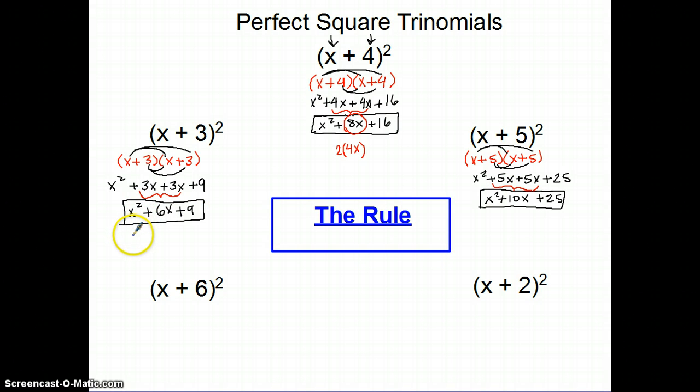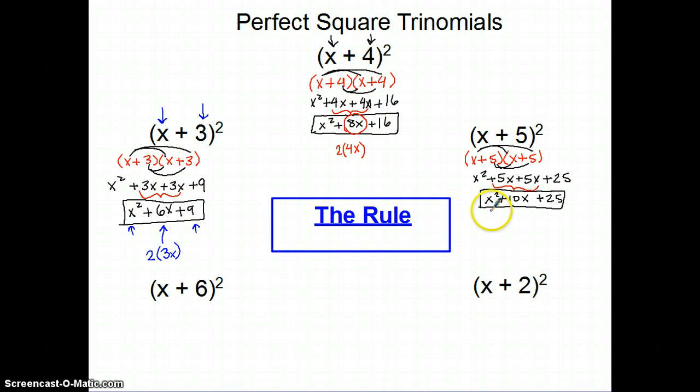Here I have an x squared. That x squared came from my first term in my parentheses, squared. The last term in my trinomial, 9, came from the last term in my parentheses, squared. And this middle term is simply double the 2 multiplied together. So 2 times 3x. That gives me my 6x.